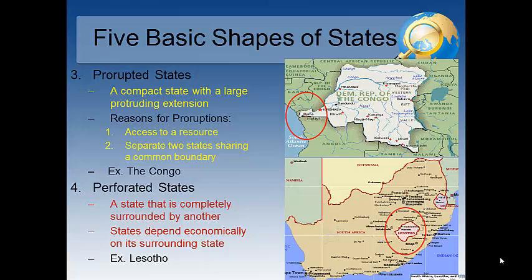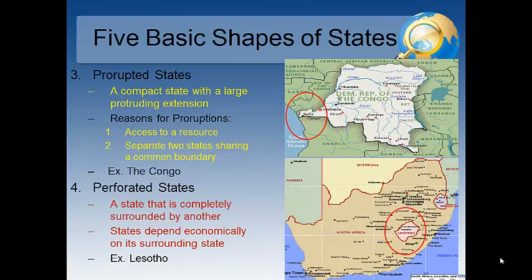A third is a prorupted state, and this is a compact state with a large protruding extension. So here are the reasons for that protrusion. It's to access resources, aka water, or it's to separate 2 states that share a common boundary. Just depends. A perfect example is the Congo. It does not need to have that extension, but because it wants to gain access to the sea, that protrusion is now included within the state's boundaries.